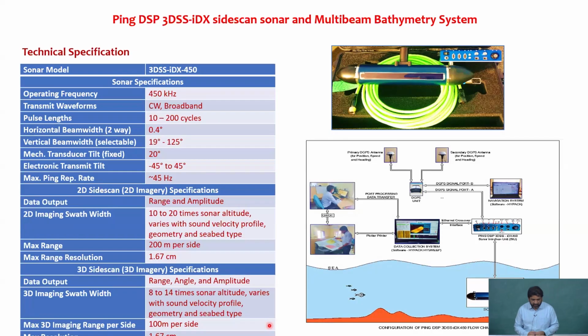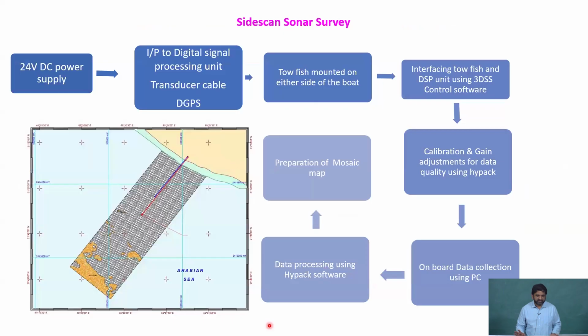So this is a typical side scan multi-beam kind of equipment. What this does is it maps your seabed, and it can tell you whether there are some exposed rocks, whether there are some sunken objects, etc.